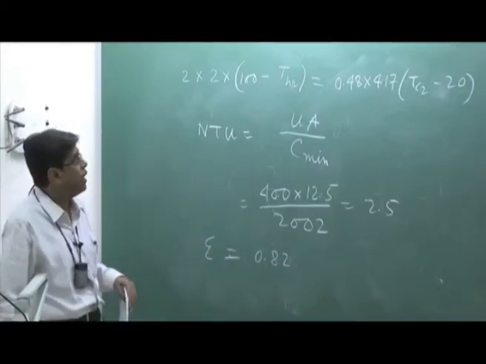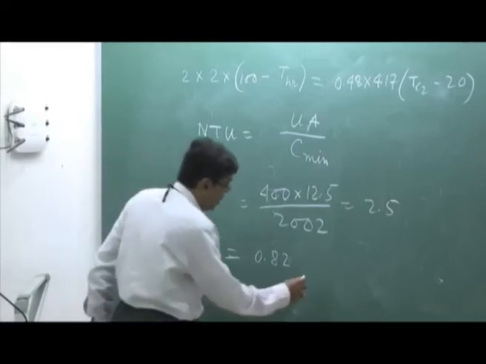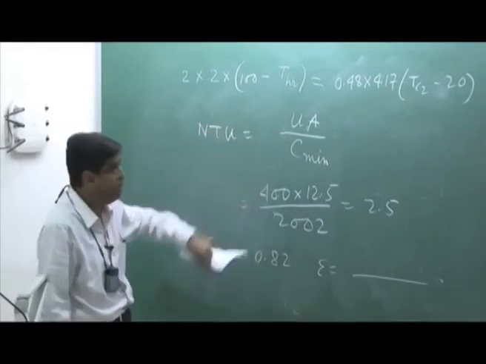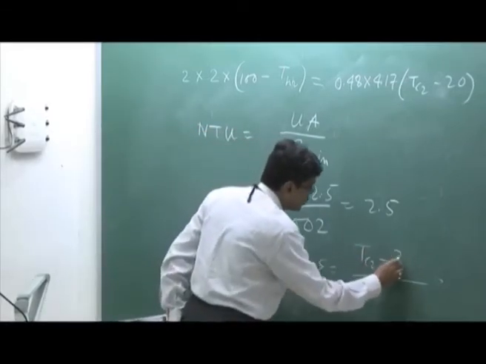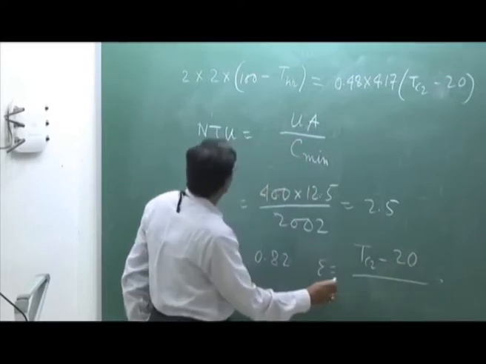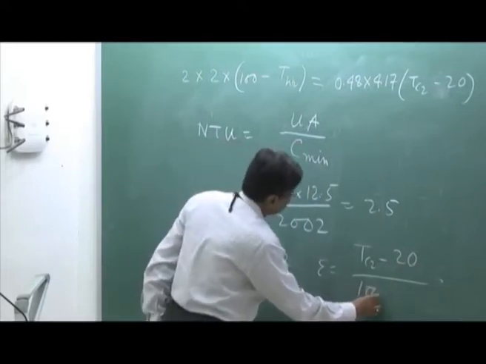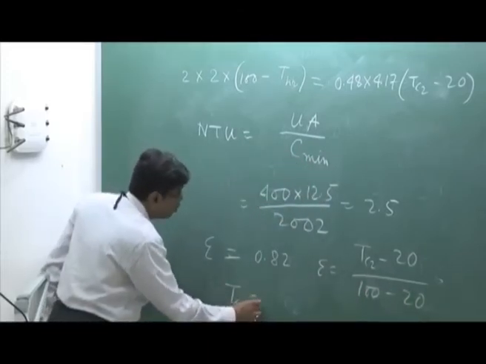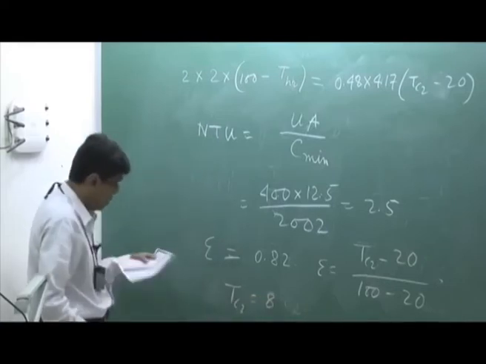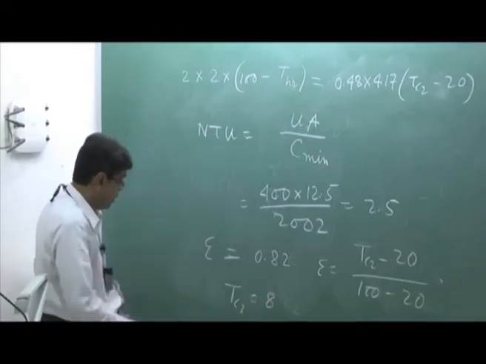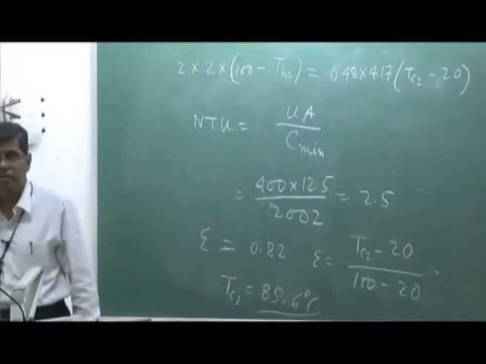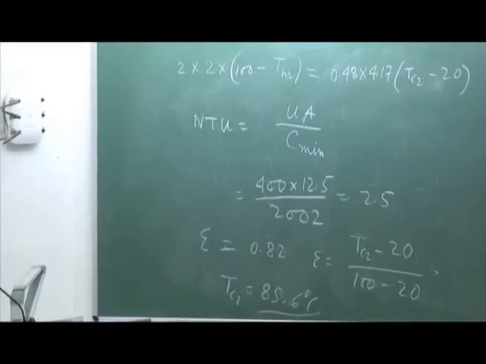Now when epsilon is 0.82, epsilon will be the temperature difference of the minimum fluid, Tc2 minus 20, divided by Th1 minus Tc1. That means maximum temperature 100 minus 20. And this gives Tc2 equal to 85.6. Explicitly done.